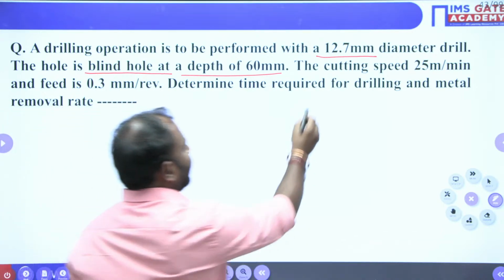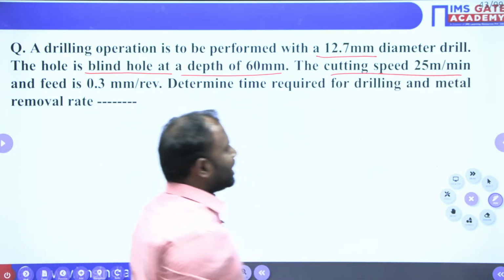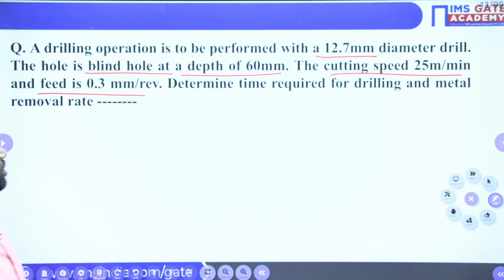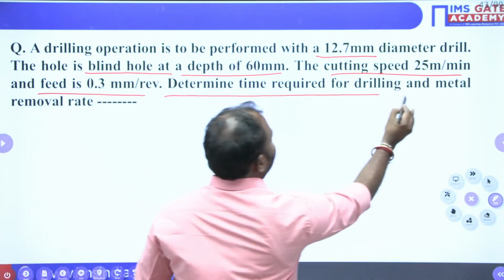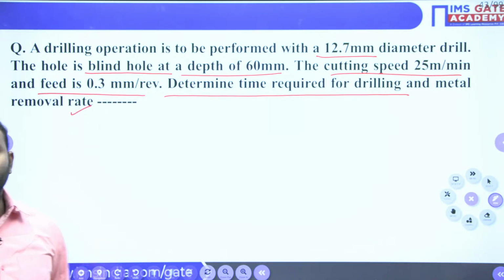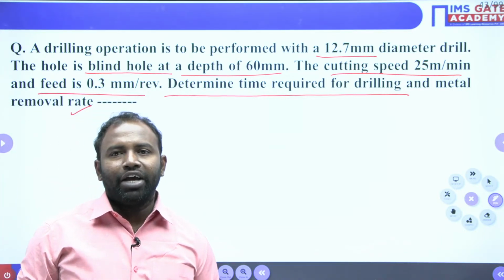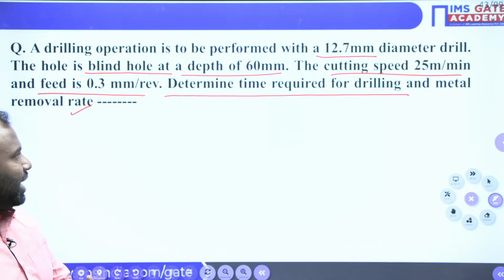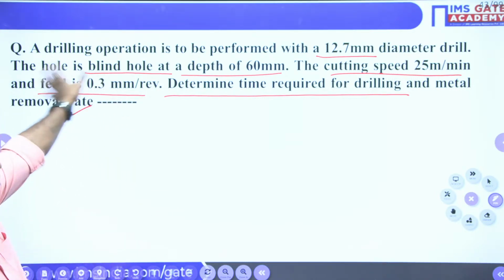The cutting speed is 25 meters per minute and the feed is 0.3 mm per revolution. Determine the time required for drilling and also the metal removal rate in mm cube per minute. Okay, clear everybody guys? Okay, now let me explain. First we'll write the given data and then we'll segregate that.